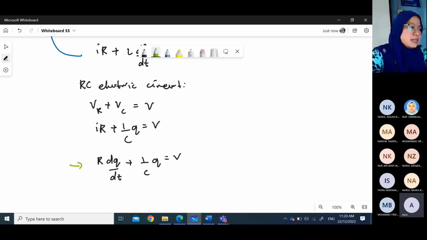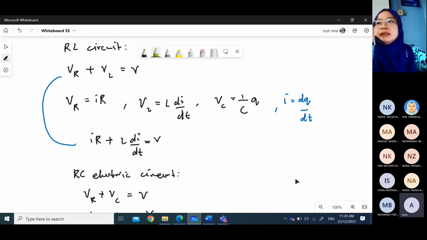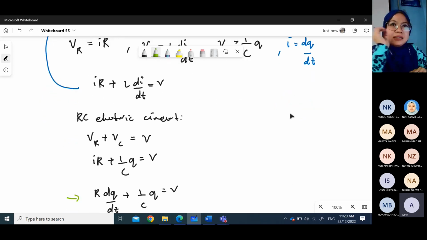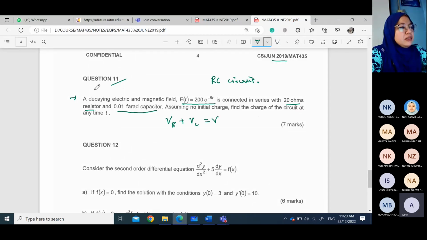For the RL circuit above, we concern on the current at any time t. Clear? Understand? So we have two equations for the electric circuit, one for RC and one for RL. This one involves the resistor and capacitor. Clear? Okay, for those in Teams, any questions? There is one. Okay.